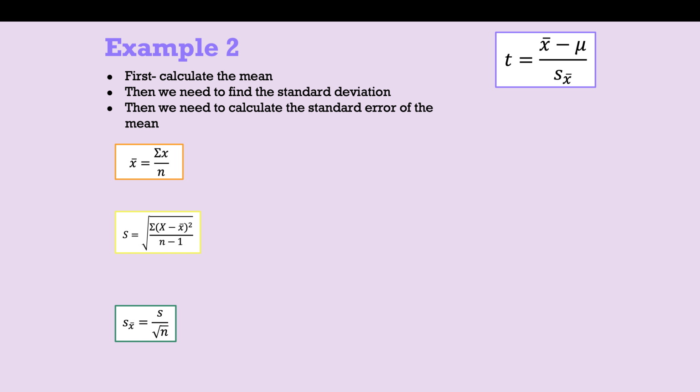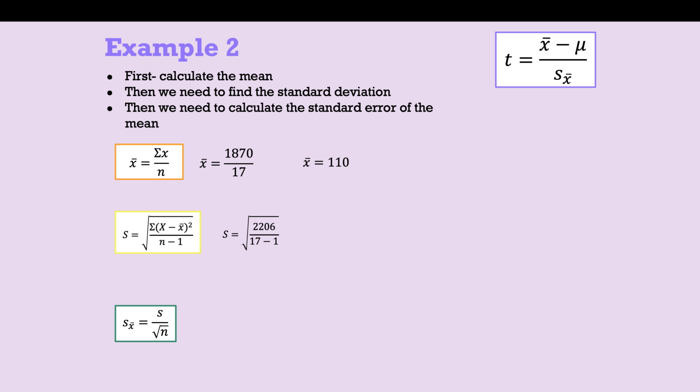Okay, so first we're going to calculate the mean. We're going to sum all of the scores, which is equivalent to 1,870, and divide it by our sample size of n. So we get a sample mean of 110. Then we need to calculate our sample standard deviation. Again, we did this the first half of this course.